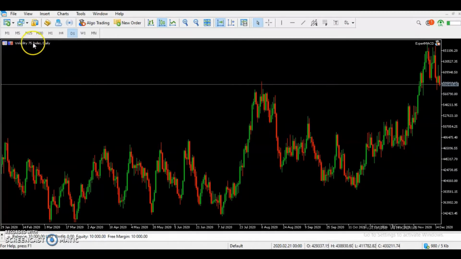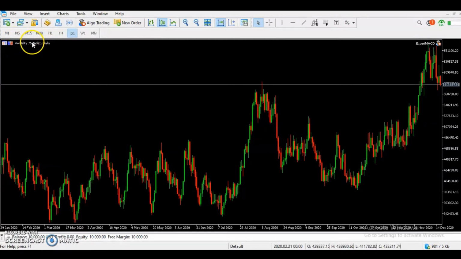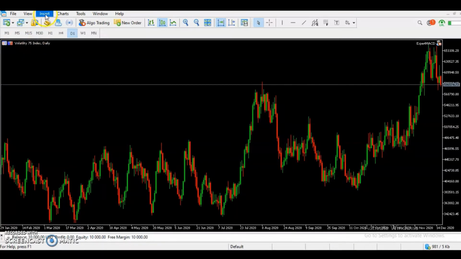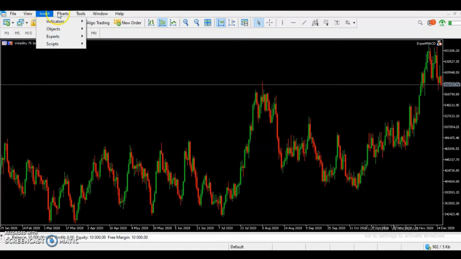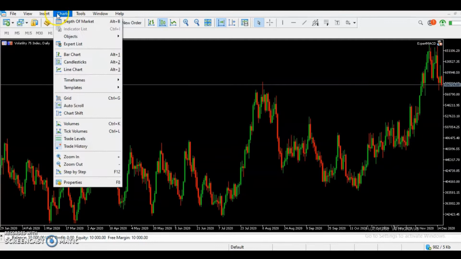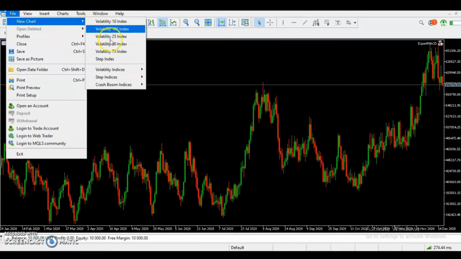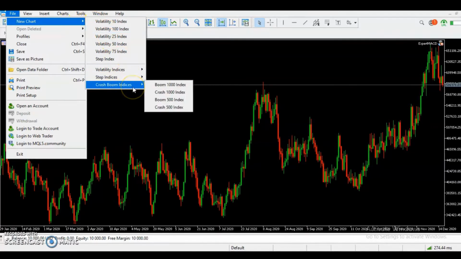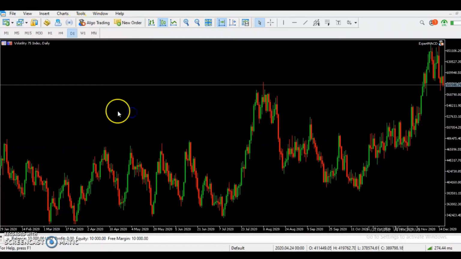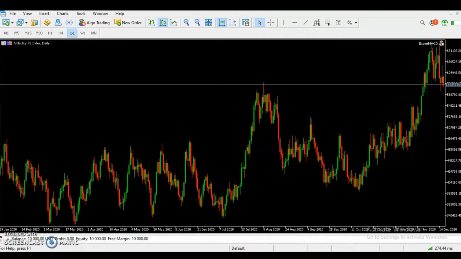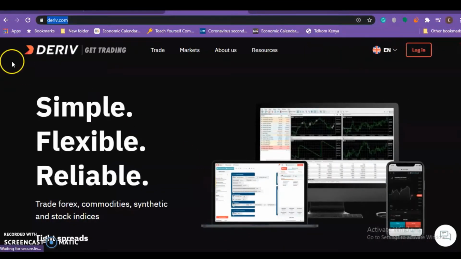Today we are going to look at volatility indices, to be specific the Volatility 75 index, which is offered by Deriv. They do offer a lot of other synthetic indices, such as the step index and the crash and boom indices. The website is deriv.com. Remember deriv.com.